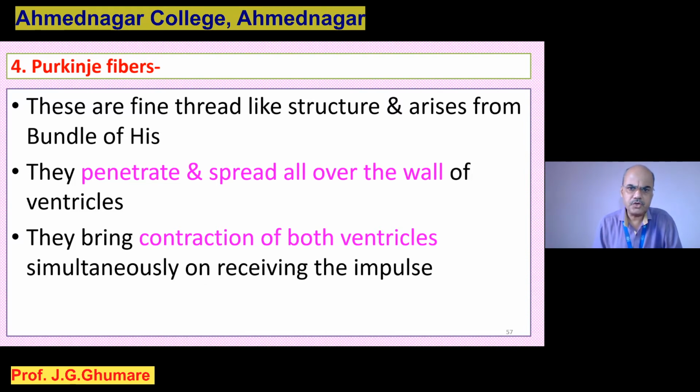We'll have an important question on the conducting system. At that time, four components need to be explained with the help of a diagram: SA node, AV node, bundle of His, and Purkinje fiber.